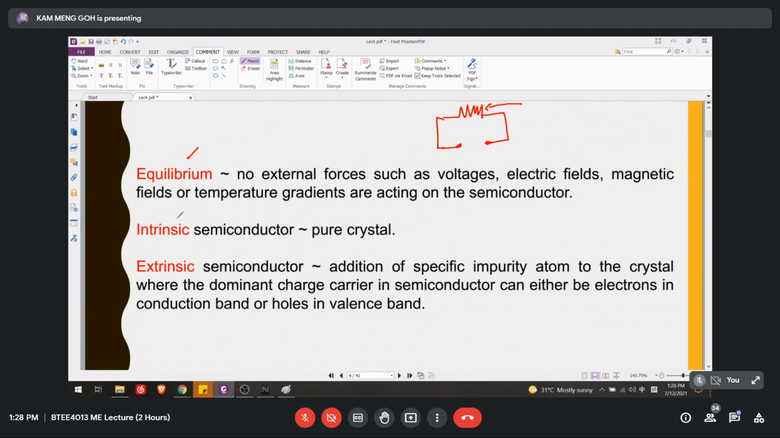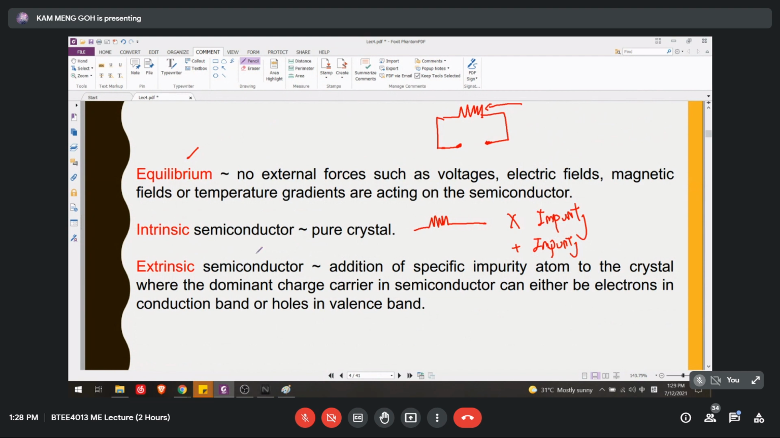Second one is the intrinsic semiconductor. Normally, in this semiconductor, we didn't add any impurities, no impurities. We call it an intrinsic semiconductor. But if we add impurity inside, what is the purpose of adding the impurity? The purpose of adding the impurity is to make it, let's say, more negative charge or more positive charge. So when we are adding the impurity, we call it an extrinsic semiconductor.